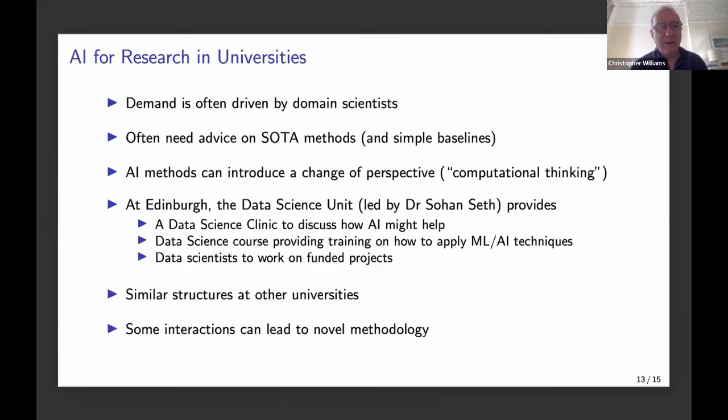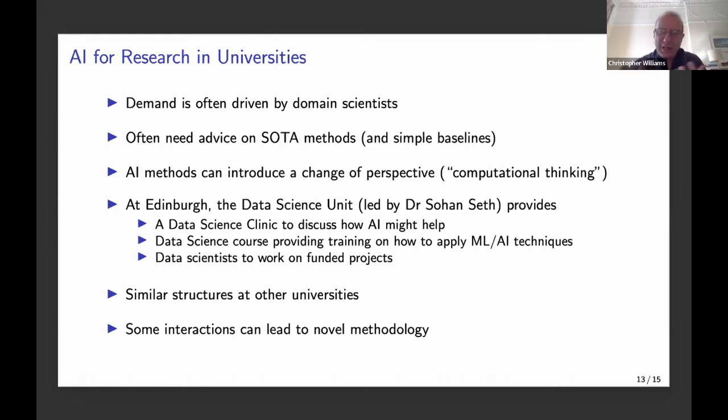The other thing I'd like to talk about here is how AI for research works in universities. I can only talk about our experience in Edinburgh, and what we've done over the last few years is to create something called the Data Science Unit, led by Dr. Simon Seth. If we were doing it now, we might call it the AI for Science Unit. Basically, how that works is that often it's domain scientists who come to data scientists and machine learners and say, are there ways in which you can help us? Often that starts with state-of-the-art methods and simple baselines. One doesn't always need to develop a new model for some problems.